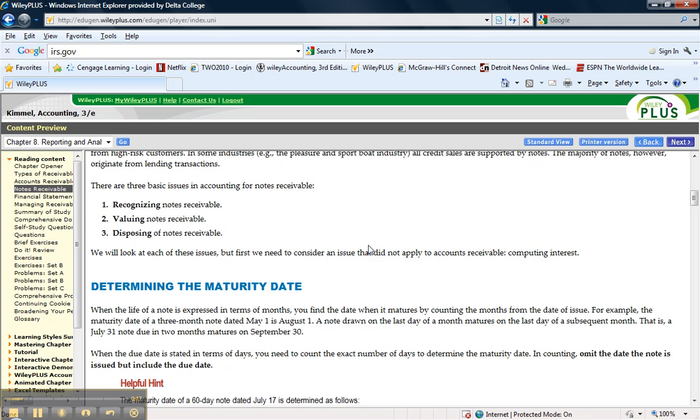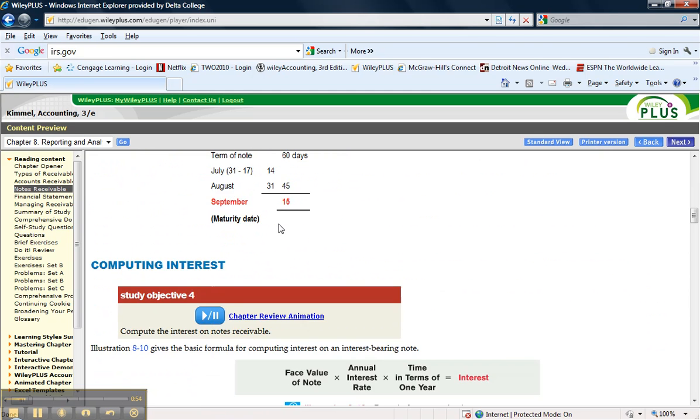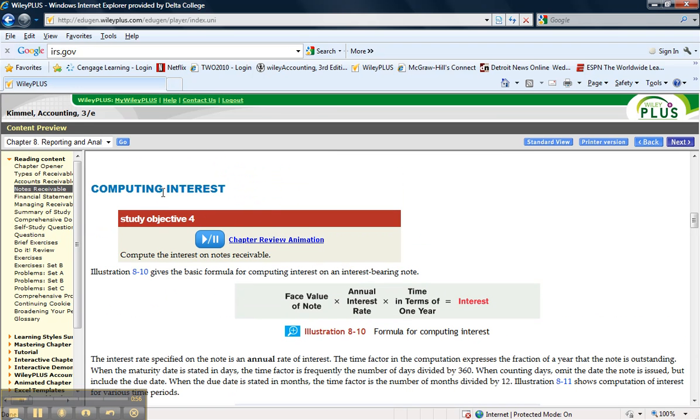Some topics relating to notes. Determine the maturity date. You just read through that. Computing interest. So notes come with interest. So you have to be able to compute interest income over time as you hold the note.